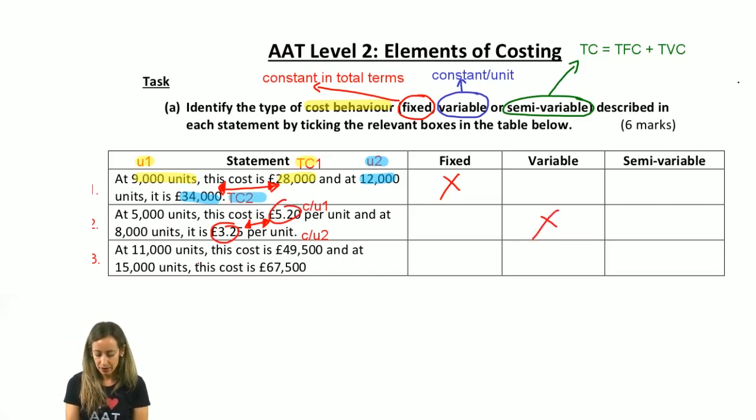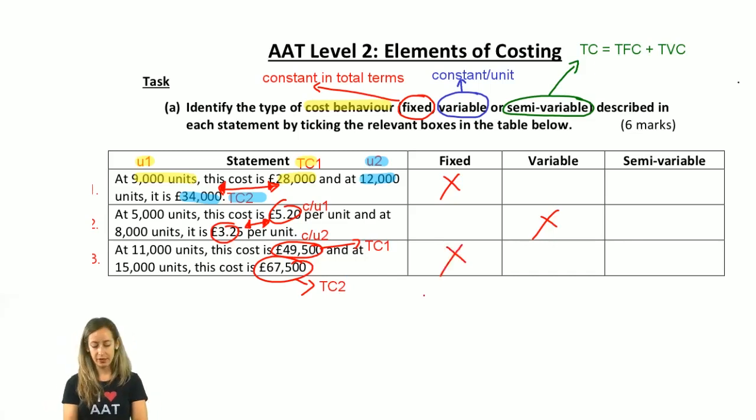And the last one, 11,000 units, cost of 49,500 in total terms, okay? And at 15,000 units, it is 67,500. So we've got total cost 1, we've got total cost 2, and if we check the obvious thing to see if they're the same, whether they're fixed costs, we can say unfortunately for us they are not. So what are they then? Well, now it's time to just do some calculations.